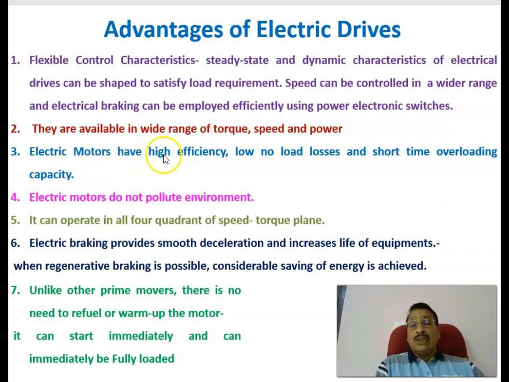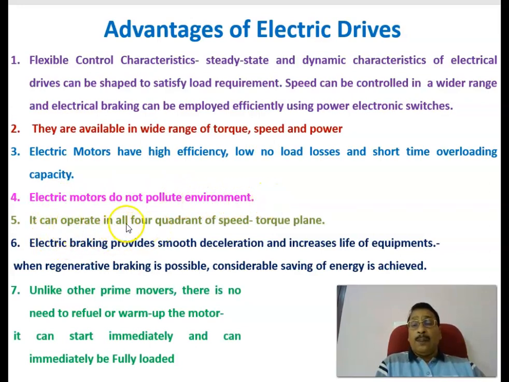Then electric motors have high efficiency, low no-load losses, and short time overloading capacity. That is, the short time overloading capacity is more here, and it can have higher efficiency, and no-load losses are very less. Now, electric motors do not pollute the environment. That's another advantage compared to other types, like IC engines or petrol engines, etc. The pollution is zero. That is, electric motors do not pollute the environment.